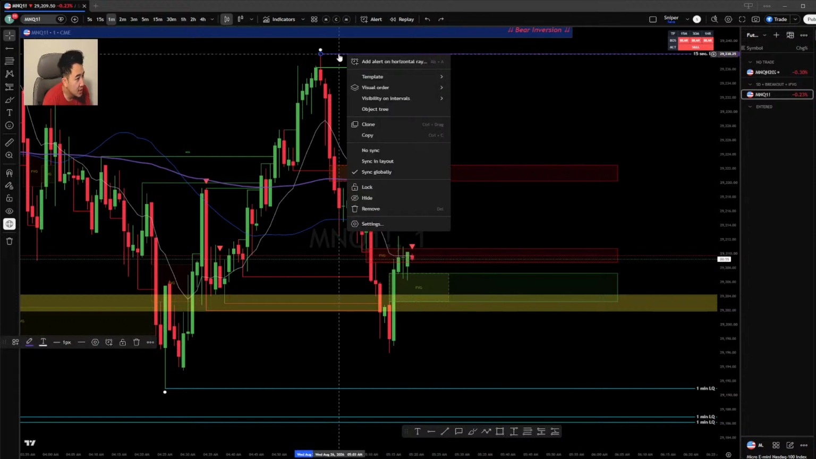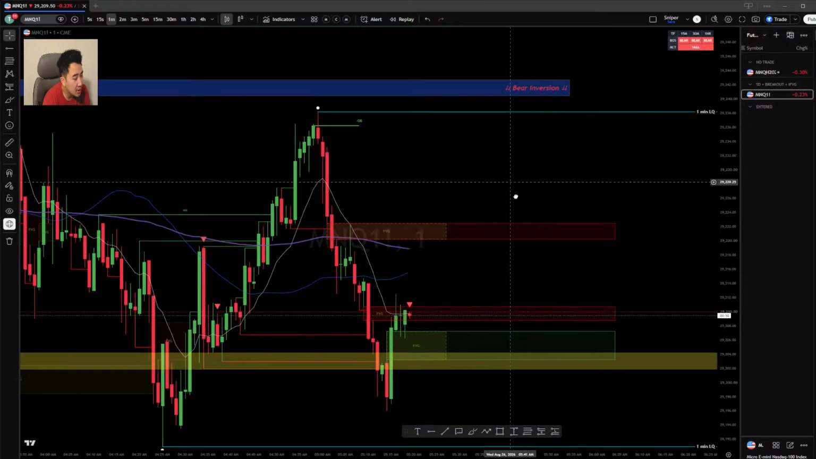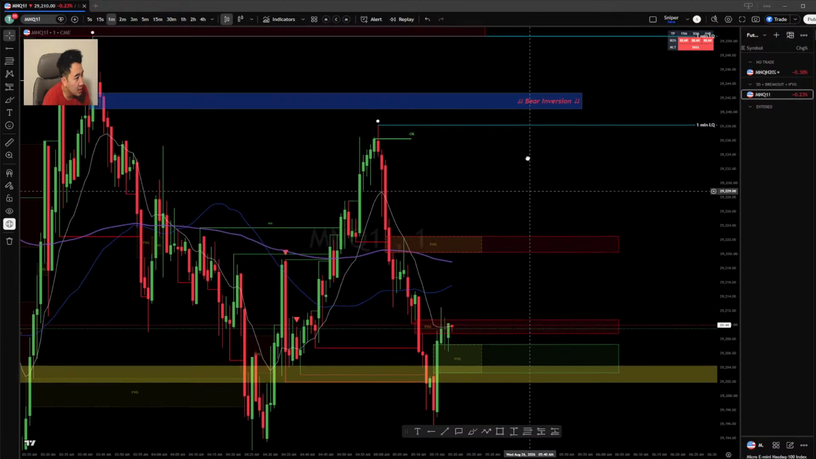This 15-second liquidity, this dot popped up here, so change it to, it's now a 1-minute liquidity here.